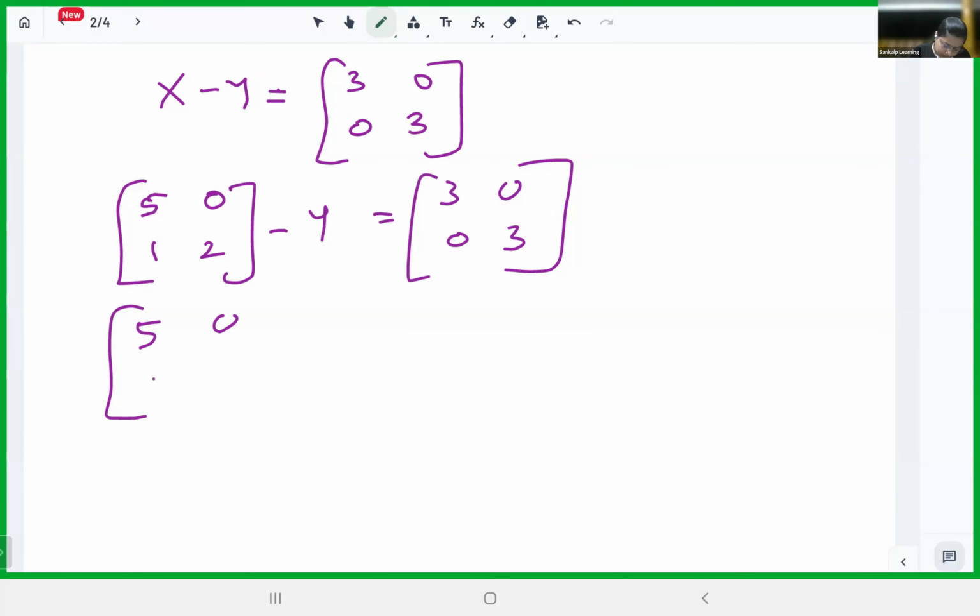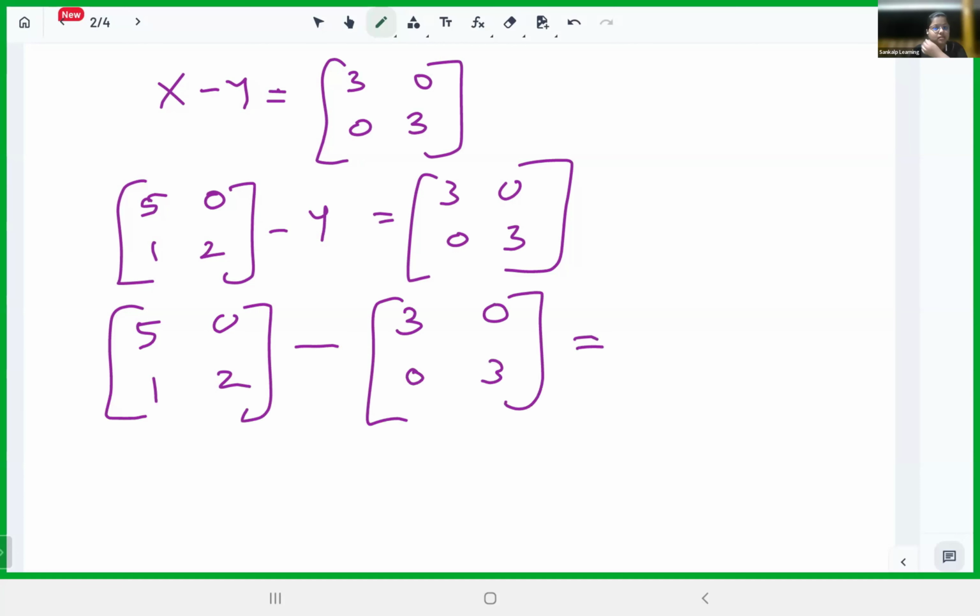So take this matrix to this side. If I take the matrix on the right hand side to the left side, it will become minus, isn't it? Minus 3, 0, 0, 3. That is equal to, if I take this minus y to the right hand side, it will become plus y. So that is equal to matrix y.